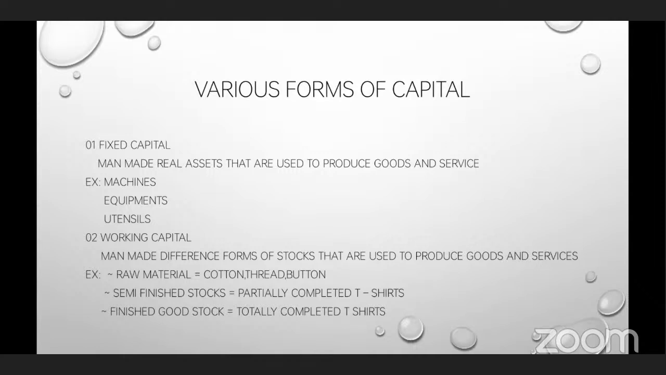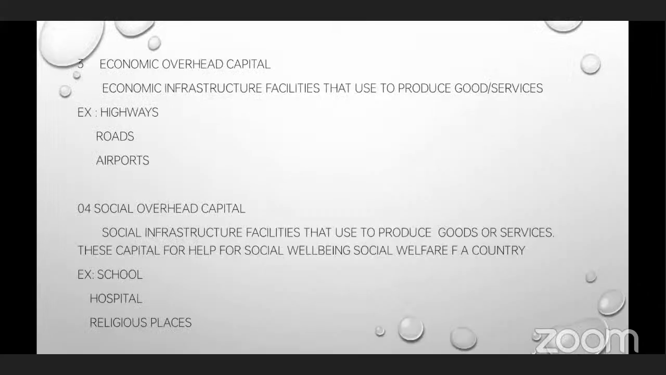We'll move to working capital. Man-made different forms of stocks that are used to produce goods and services. Example, raw material. What are the raw materials of a garment? Cotton, thread, buttons. Then semi-finished stock, partially completed t-shirts. We'll see finished goods, finished good stock, totally completed t-shirts, right? Okay, right.